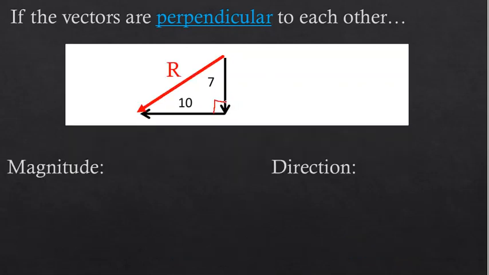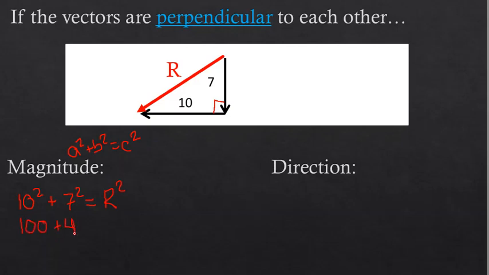So we have this right triangle, and we need to define the magnitude and the direction. For the magnitude for perpendicular directions, you're always going to use the Pythagorean theorem, a squared plus b squared equals c squared. So one of my legs, 10 squared plus 7 squared equals c squared, which is the resultant. So I'm just going to write r squared. Now I can solve this.